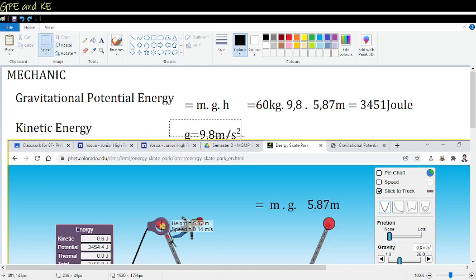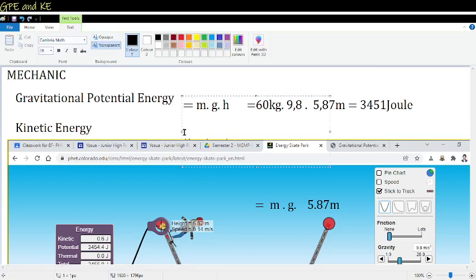What about the kinetic energy? Kinetic energy is related with the speed, the movement of the object, and the formula is this. It's related with the speed of the object. The faster the object moves, the bigger the kinetic energy.